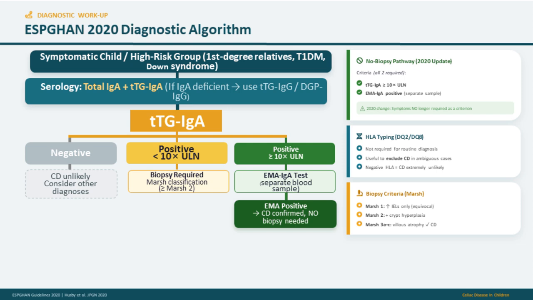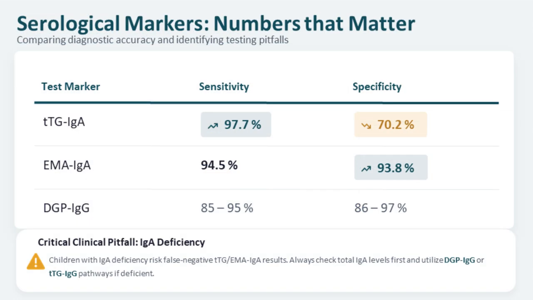So the moment you have a Marsh 3, any one of them, A, B, C, you think of a celiac disease. Now, why do we do TTG-IgA as the first marker? Because it's highly sensitive. It's 97.7% sensitive. Specificity is less. EMA has got good sensitivity, good specificity. And DGP-IgG has got not that great sensitivity and specificity. So you use it only when you are unable to do a TTG-IgA.